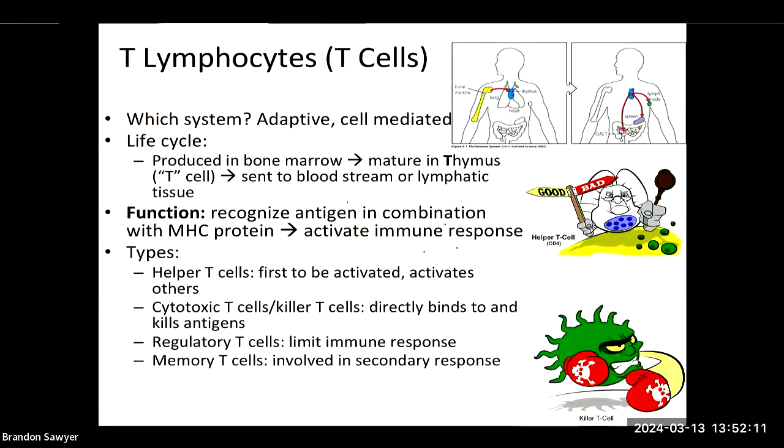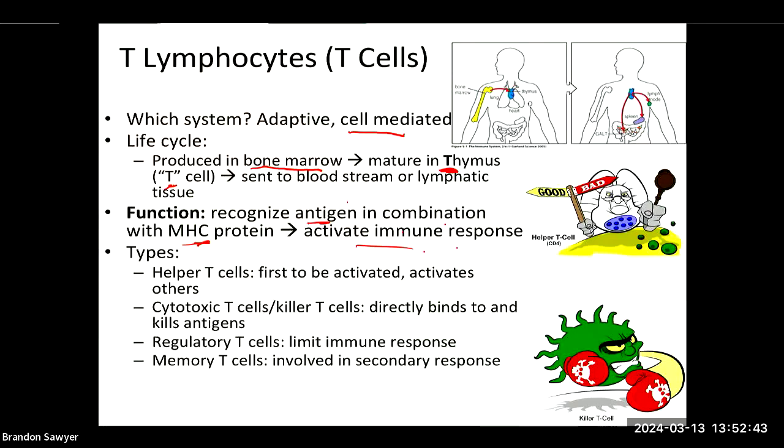So, adaptive cell-mediated response, okay, not the ones that create antibodies, but the other ones that use cells to attack things, okay? The life cycle here is they are made in the bone marrow, like all of the cells are, but then they mature in the thymus, and that's where they get the T part of their name, because they mature in the thymus, that organ that's around our throat, okay? Their function is to recognize an antigen in combination with that MHC protein we were just talking about, and then they activate the immune response.